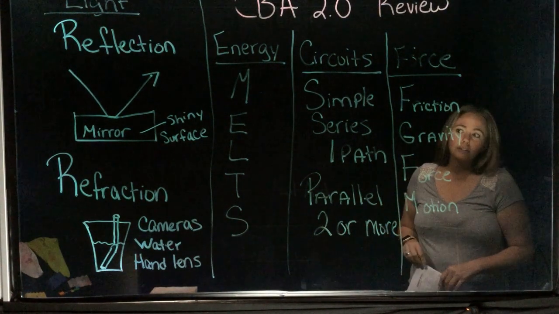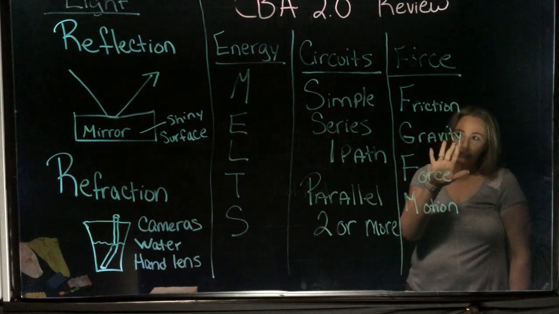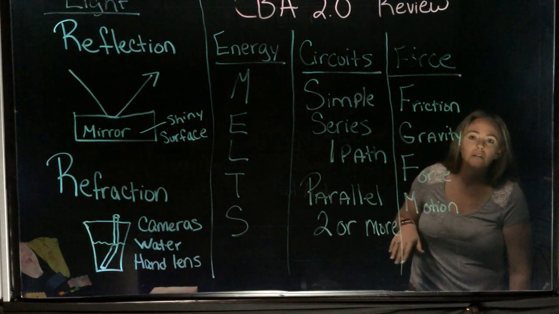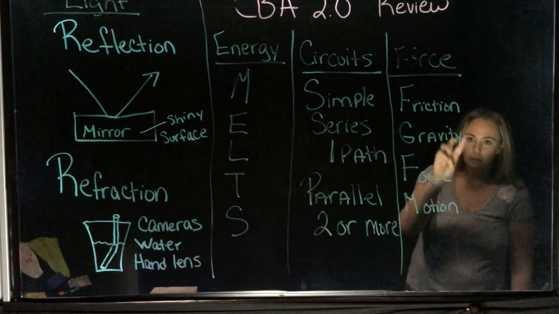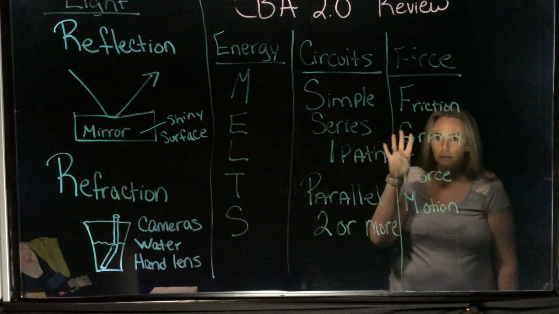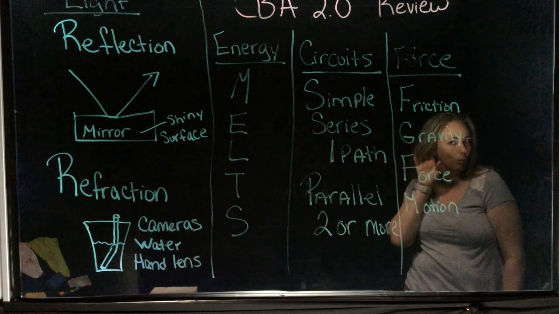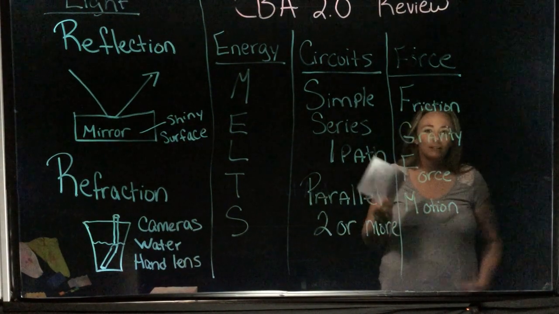Energy. 5 types of energy. MELTS: Mechanical, Electrical, Light, Thermal, Sound. All right, circuits.